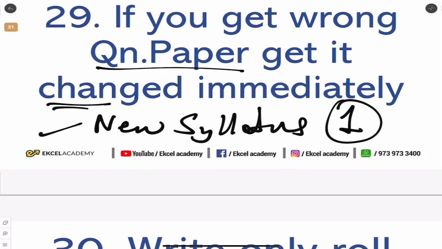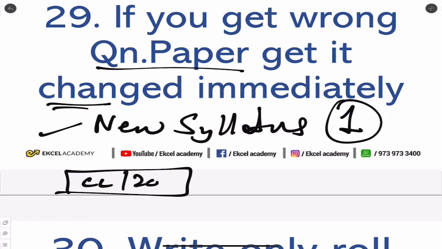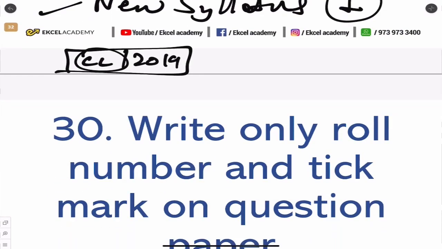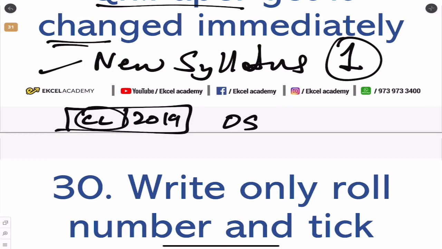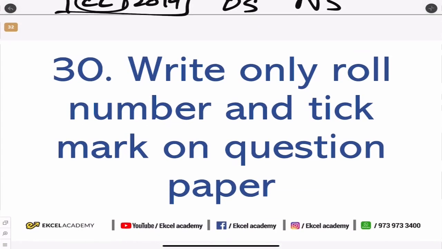Also, you can see on the bottom of the question paper, you will have the code number, like Company Law 2019, like that it will be written. So if you see it, you will know whether it is the correct question paper. And it will also be written old syllabus or new syllabus. So you can see it and get to know.